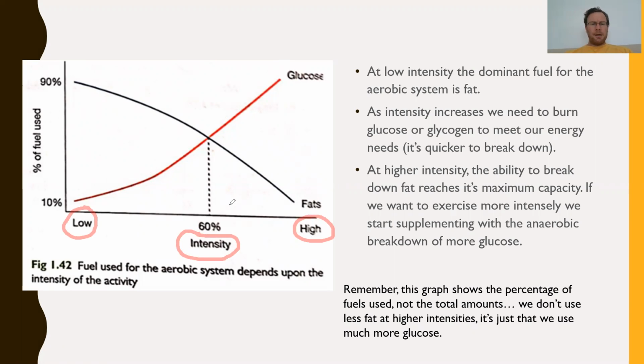Now, at low intensity, if you look, we've got fat and glucose usage. So when I'm sat here on my behind, probably more than 90% of my total fuel is going to come from fats. I don't need to start using carbohydrate. Now, let's say I start going for a walk and my intensity begins to rise. Now, as I'm walking into town, this is just a normal town.